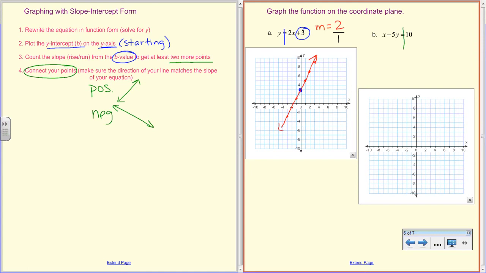Kira, is y by itself for b? No. No, so what would you do first to get y by itself? Okay. I'm going to subtract the x to cancel it out. Be careful here. We kind of want to ignore the minus behind it, and if it's a positive x, then subtract it.